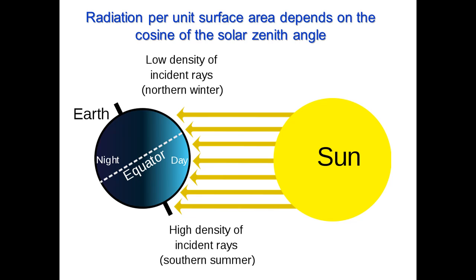This diagram, for example, shows the incident sunlight during southern hemisphere summer. The amount of radiation that intercepts the Earth's surface per unit area varies with the cosine of the solar zenith angle. The solar zenith angle is simply the angle that the sun's rays make with the local vertical. So at the summer solstice, at 23.5 degrees south latitude, the Tropic of Capricorn, the solar zenith angle is 0. The cosine of the solar zenith angle is 1. The sun's rays are perpendicular to the surface of the Earth.